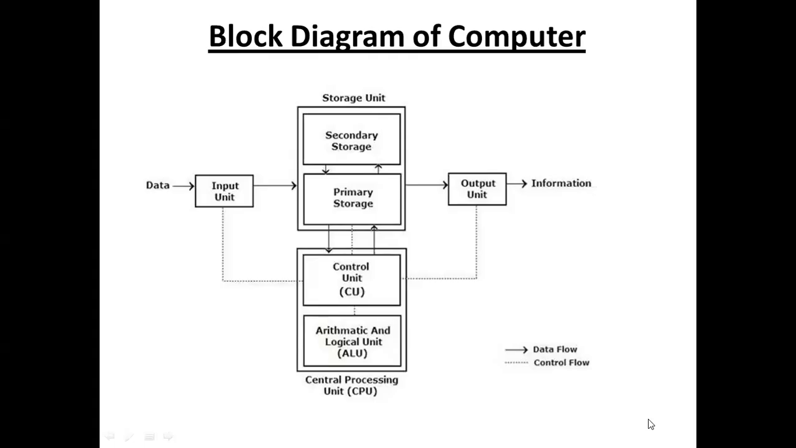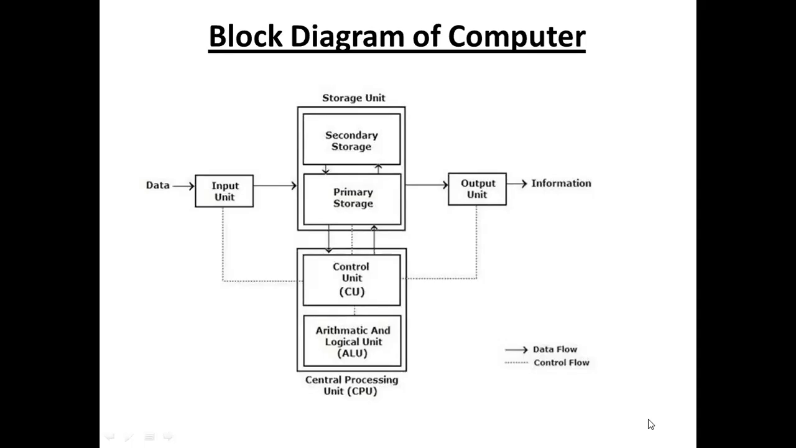The input unit is for getting the input from a user. Then it has a storage unit, where we can store the data and the instructions. We have two types of storage: either we can go for primary memory or we can go for secondary memory. Next, we have the central processing unit, CPU, which is divided into two parts: the control unit, responsible for the control of operations, and the ALU, the arithmetic and logical unit, where we can perform arithmetic like addition, subtraction, calculations, and logical operations like AND, OR, NOT.